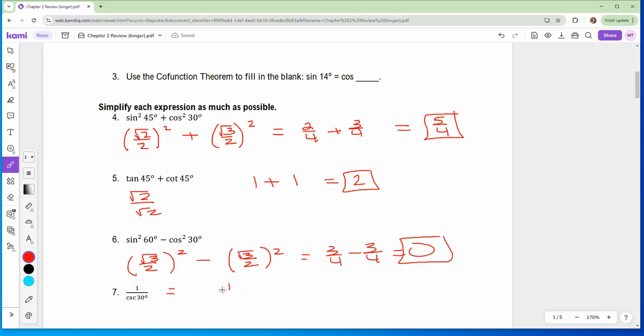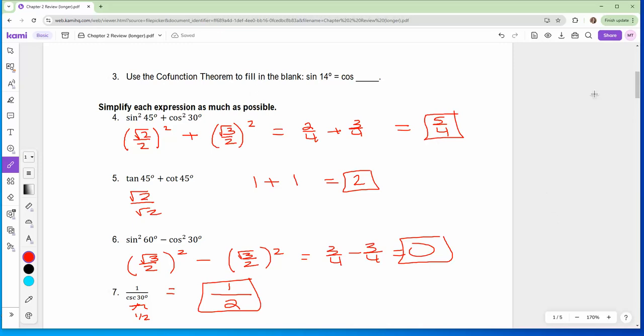Number 7 is 1 divided by. Okay, cosecant is the reciprocal of sine. So if I think about sine of 30 is 1/2. So cosecant would flip it and it would just be 2. So 1 over 2.